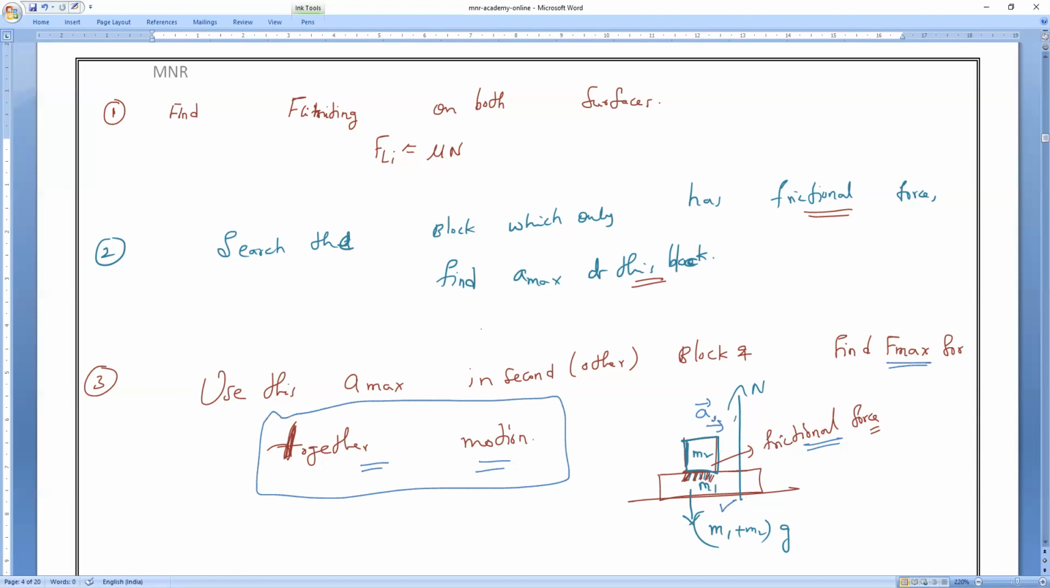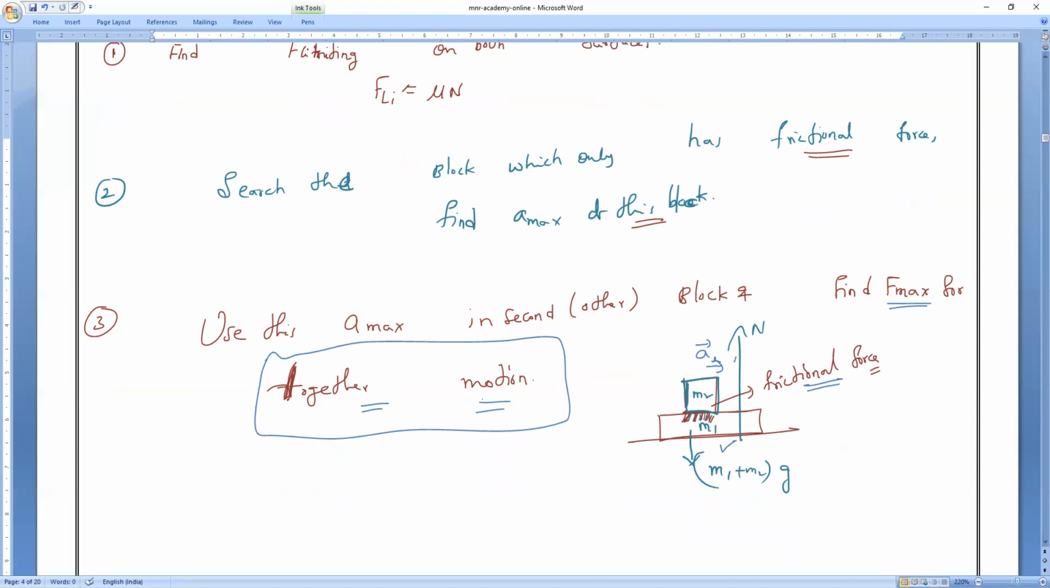Sir, M2G is also acting now, sir. No, M2G is acting only as the weight of the body on the first body, but the second body is experiencing only the frictional force. Am I right? Because the frictional force is acting, as it is placed over the first body.